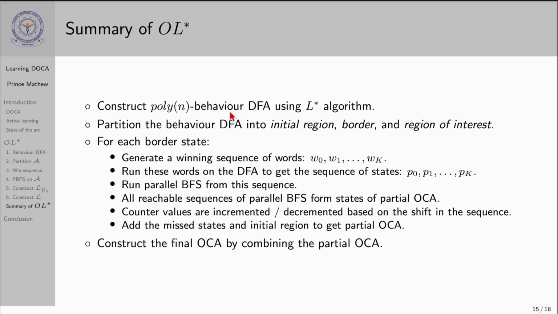So in summary, what are the steps that we had? Initially we construct a poly n behavioral DFA using the LICS algorithm. We partition the behavioral DFA into initial region, border region, and border region of interest. For each border state, you generated winning sequences of words W1 up to Wk. You ran these words on the DFA to get a sequence of states P0 to Pk. You ran a parallel BFS from the sequence, and all reachable sequences of the parallel BFS form states in the partial OCA. The counter values are incremented or decremented based on the shift in the sequence. You add the mid state and the initial region to get partial OCAs. Finally, you take the union of all these partial OCAs to get the final OCA.